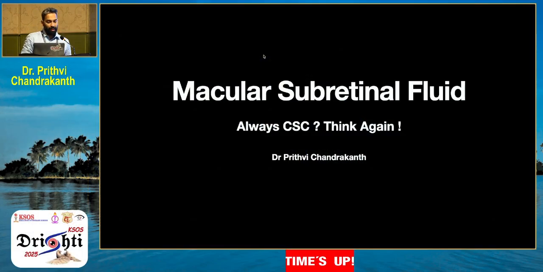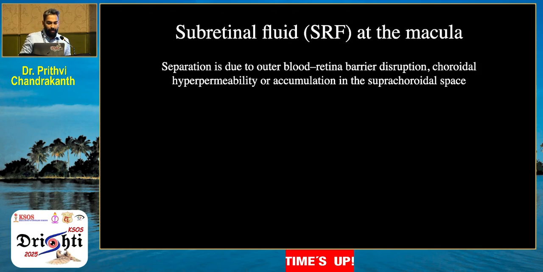I'll be talking about macular subretinal fluid. Could it always be CSC, or think again? Subretinal fluid at the macula is basically a separation due to disruption of the outer blood retinal barrier, causing choroidal hyperpermeability or accumulation in the suprachoroidal space.